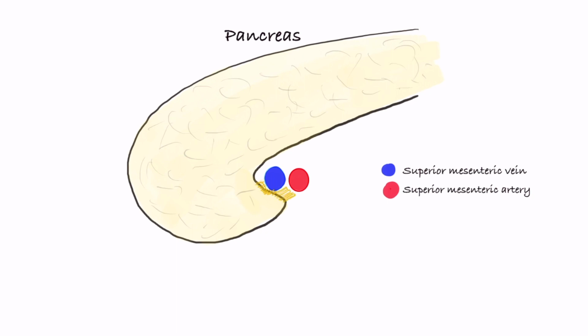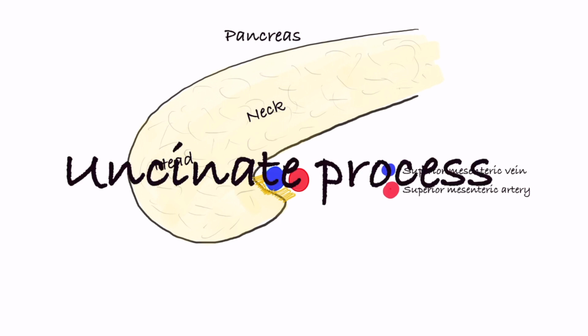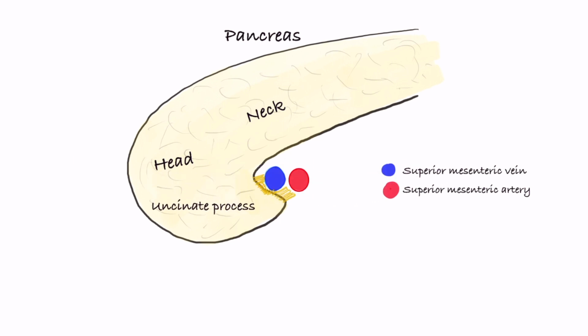SMV lies to the right of SMA. SMV joins splenic vein behind neck of pancreas to form portal vein, which ascends toward liver. Uncinate process of pancreas is attached to SMV and SMA by fibrous tissue.